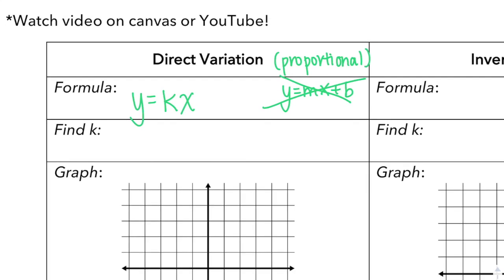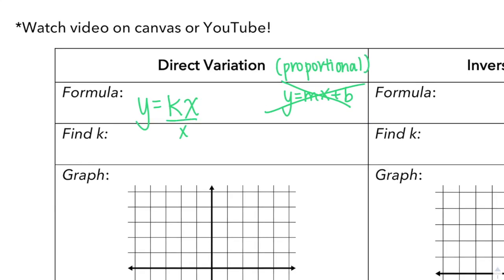So to find k, if I were going to solve this, divide both sides by x. To get k, it's just find y over x. And that's going to come back in a second. So k equals y over x.